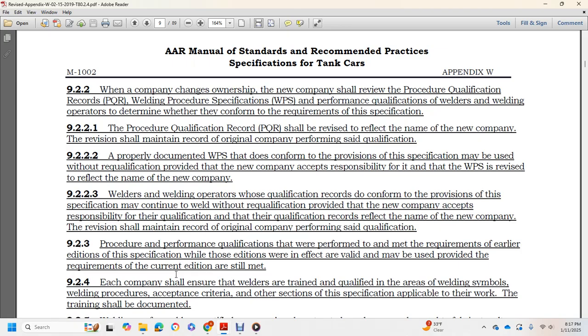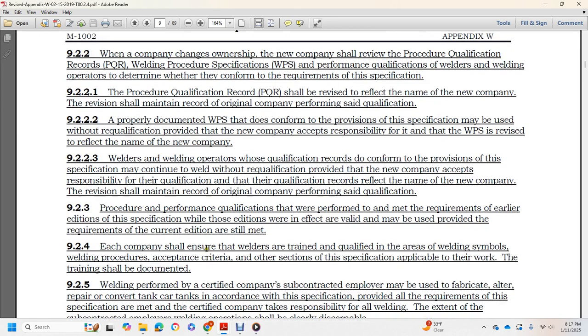Procedure and performance qualifications performed to meet the requirements of the earlier edition of the specification while those editions were in effect are valid and may be used, provided the requirements of the current edition are still met. Each company shall ensure that welders are trained and qualified in the areas of welding, symbols, welding procedures, acceptance criteria, and other specification sections applicable to their work.